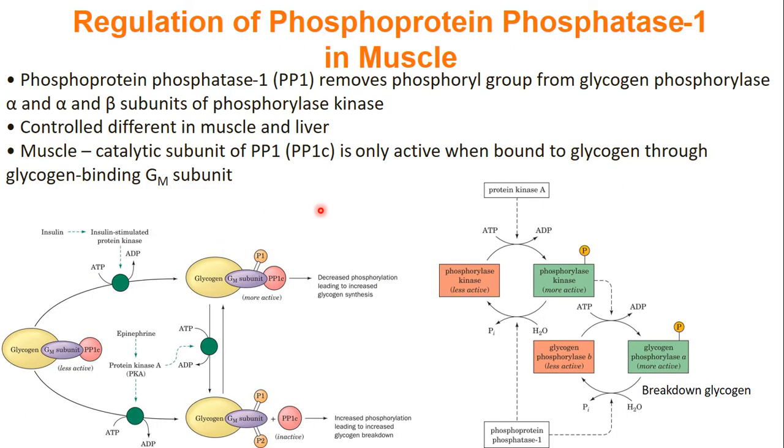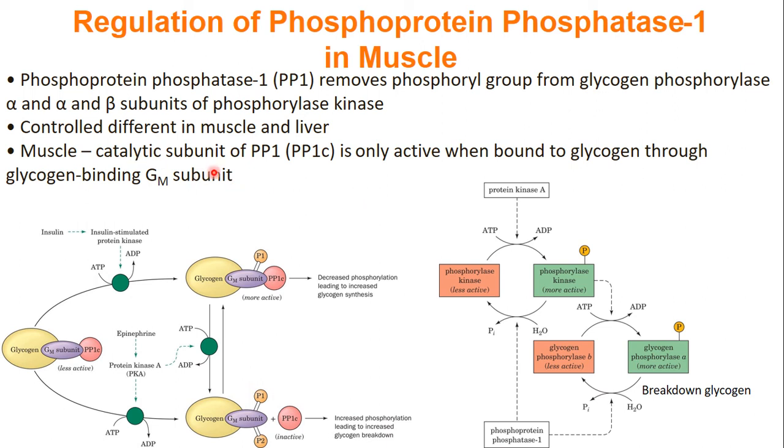All right, so how is PP1 regulated? So PP1, if you remember, that is the enzyme that is turning off phosphorylase kinase, and it's turning off glycogen phosphorylase. And so PP1 is removing phosphoryl groups from these enzymes. And the control mechanism is different depending on if we're talking muscle or liver. We're going to start with the muscle first.